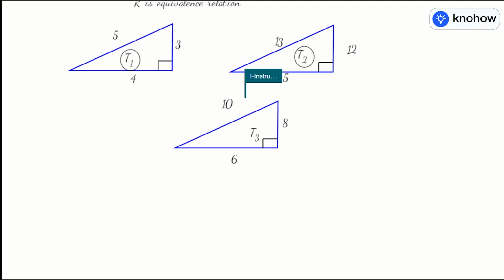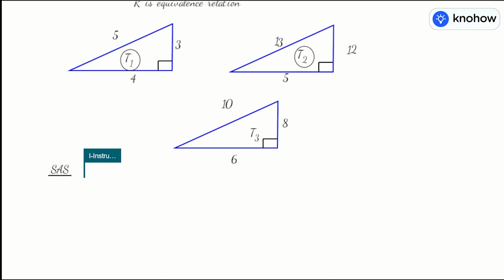We have to see which two of them are similar. No doubt that one angle is right angle in all the 3. Then you have the SAS theorem of similarity. What is the SAS theorem of similarity? Two triangles are similar if two sides are proportional and the included angles are equal.